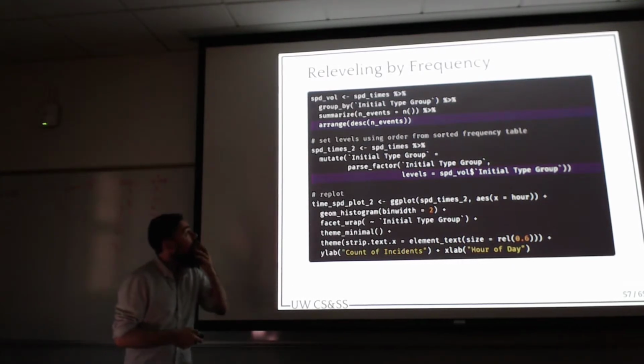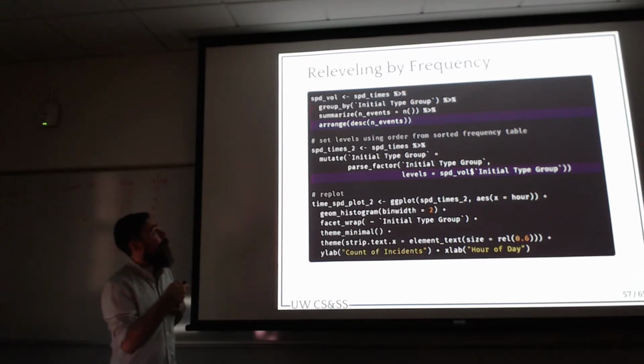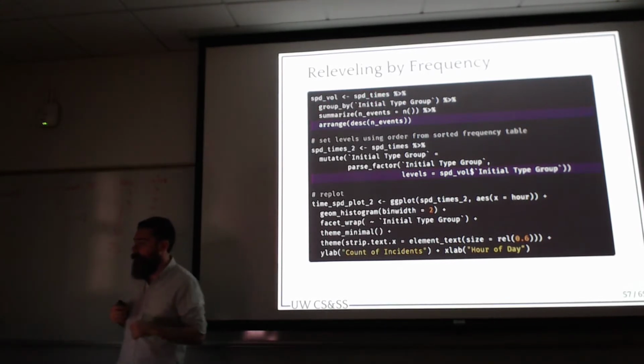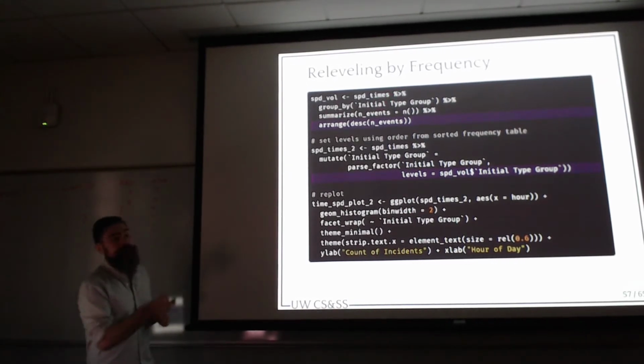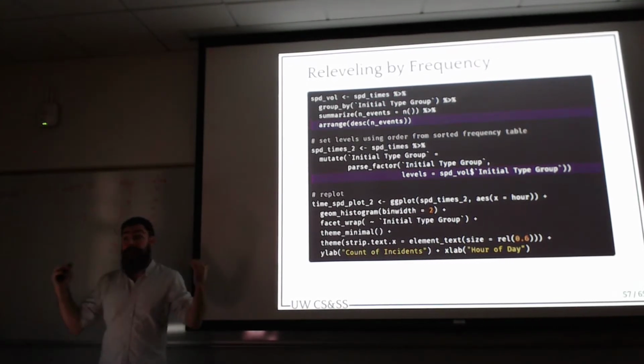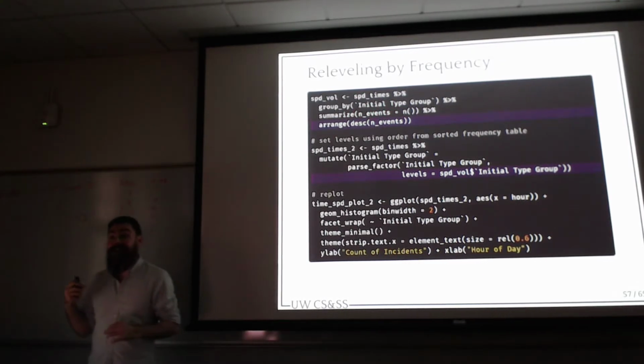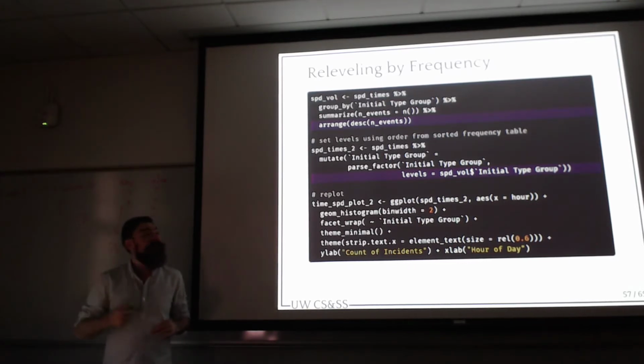So, first I'm going to create an object called SPD volume, SPD vol. It's equal to the SPD times data I created before. I'm grouping by the initial type group. The initial type group, remember, is the type of crime. I'm going to summarize n events equals n. So this n events is going to be a number equal to the number of times that particular crime was seen in this data.